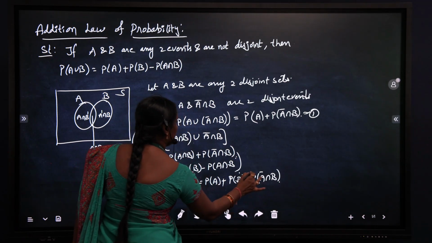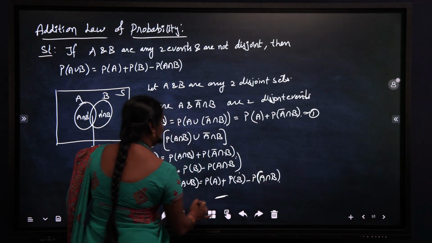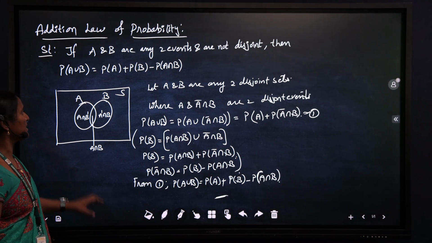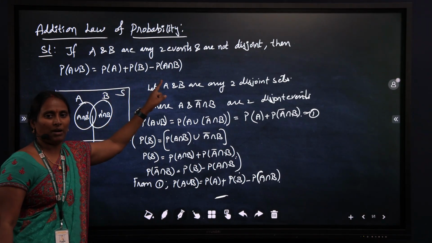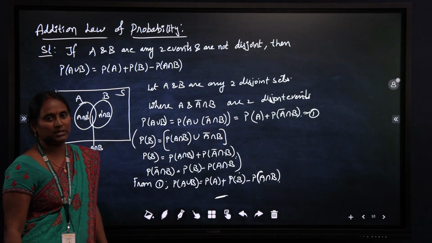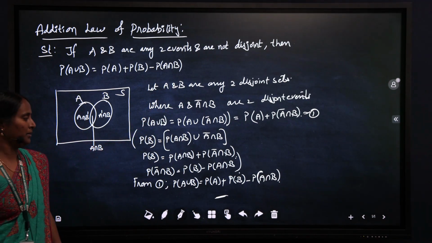So now let us see here, this is A intersection B. Now we are going to define it as P of A union B is equal to P of A plus P of B minus P of A intersection B. This is the addition law of probability.